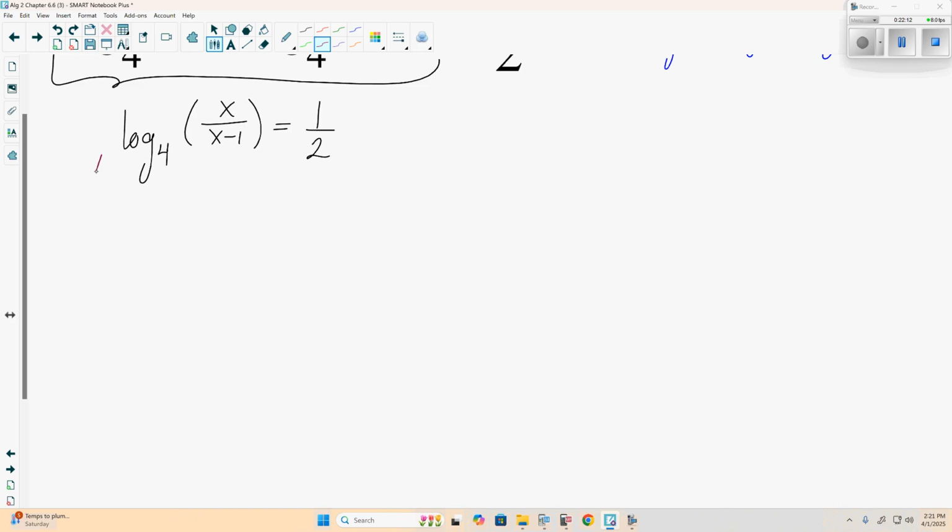At this point here, we're going to put both sides to the base of 4, because we want this here to cancel, leaving us with x over x minus 1. Now the other side, we have 4 to the 1/2 power, which is 2, because interestingly enough, the 1/2 power is the same as the square root. So 4 to the 1/2 is the same as the square root of 4, which is 2.